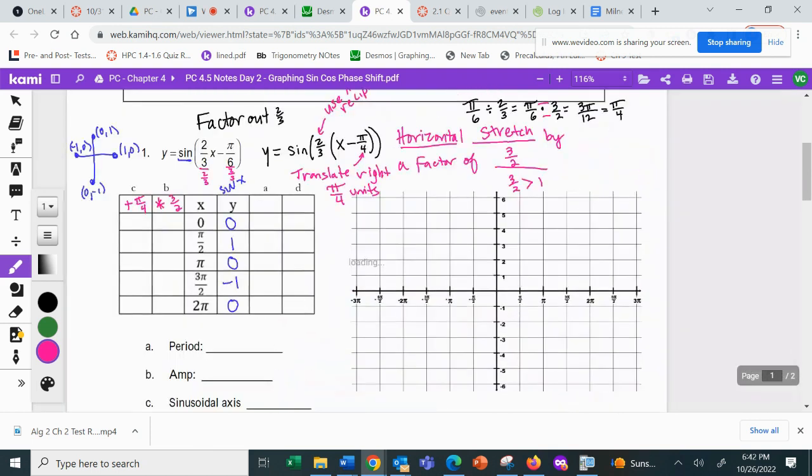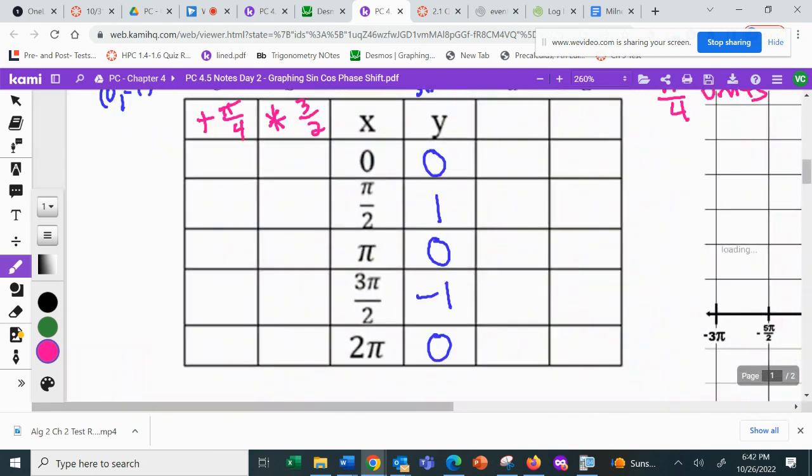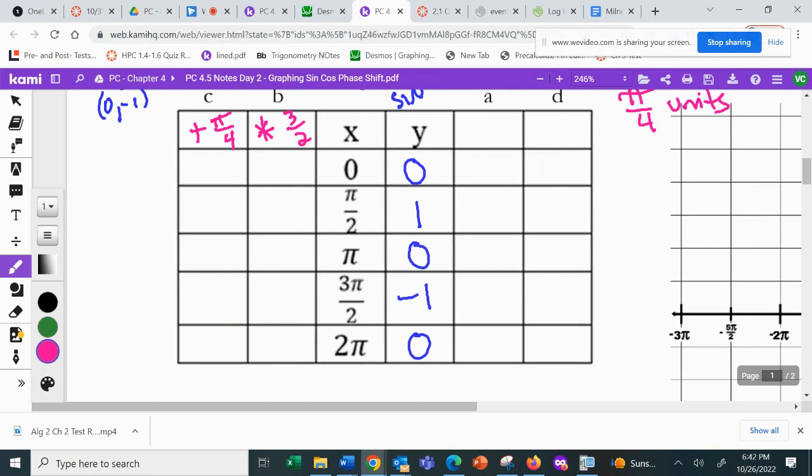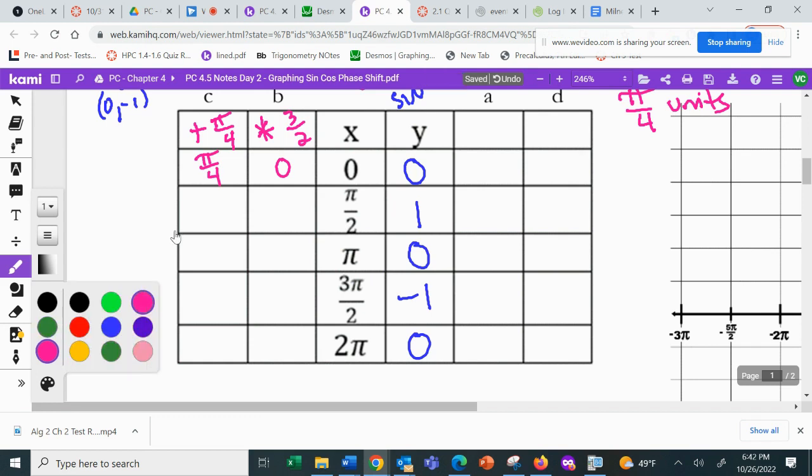So now we can fill out our table, and some of you are going to struggle because you have to be able to do fractions. 0 is easy. Okay, 3/2 times 0, that's 0. And then add pi over 4, that's pi over 4. That one's easy. Pi over 2, we have to multiply that by 3 over 2. So I'm just going to go over to the side here. 3 over 2 times pi over 2. We multiply fractions straight across. I get 3 pi over 4.